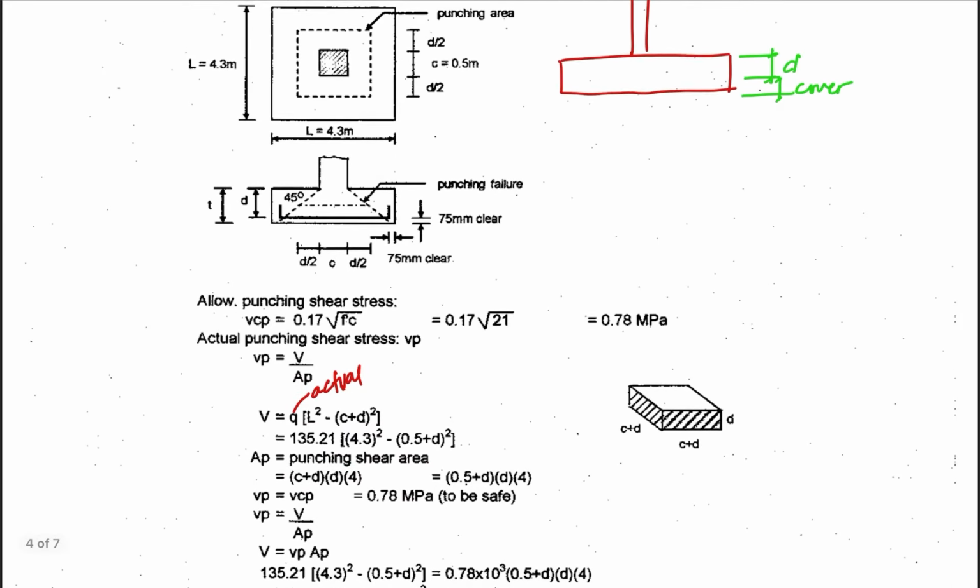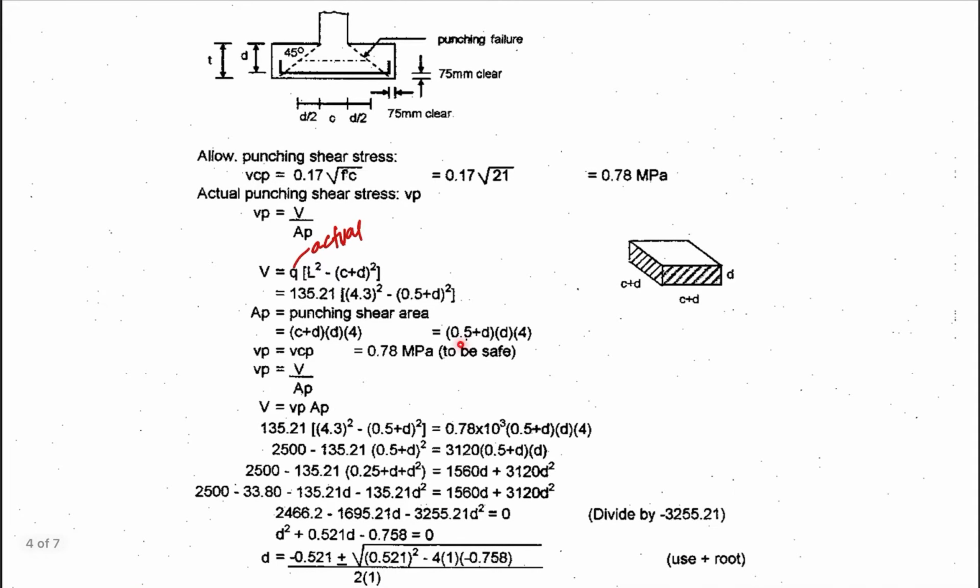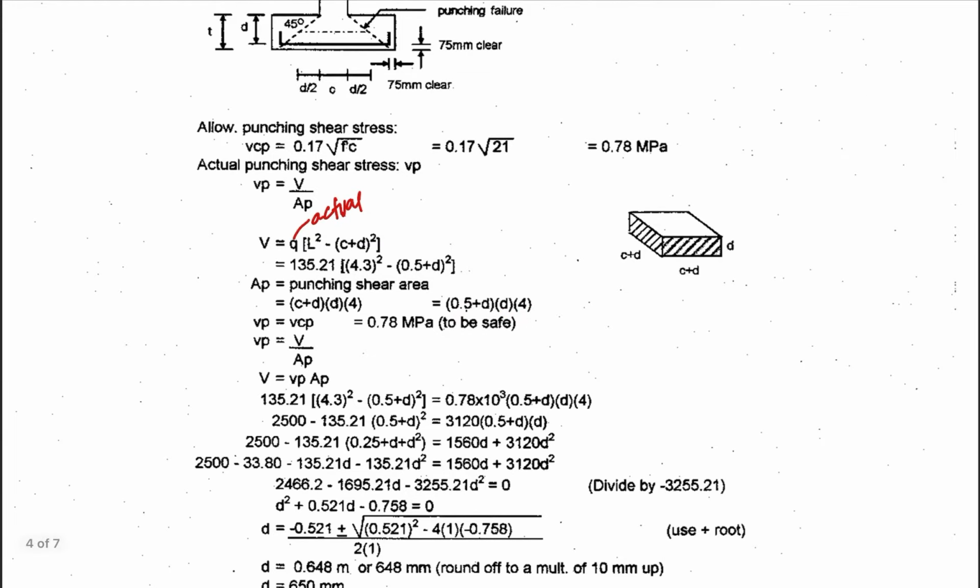And then for AP, that is the punching shear area. So you have C plus D. Since this is D over 2 and D over 2, therefore this is equal to D. So that is C plus D, and then plus D, that is the height, times 4. That is 4 sides. So that is 0.5 plus D. 0.5 here is the column dimension, and then multiplied by D times 4.